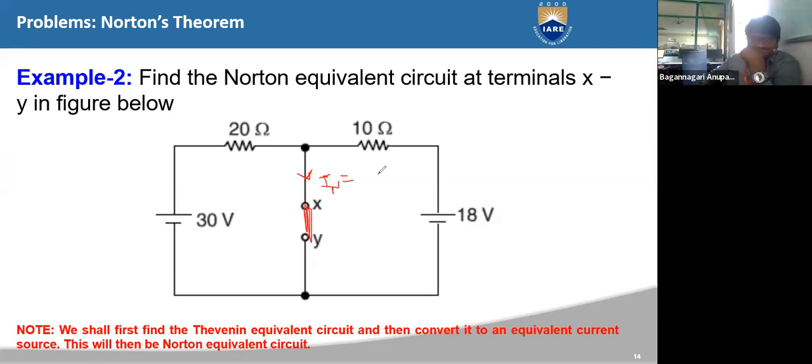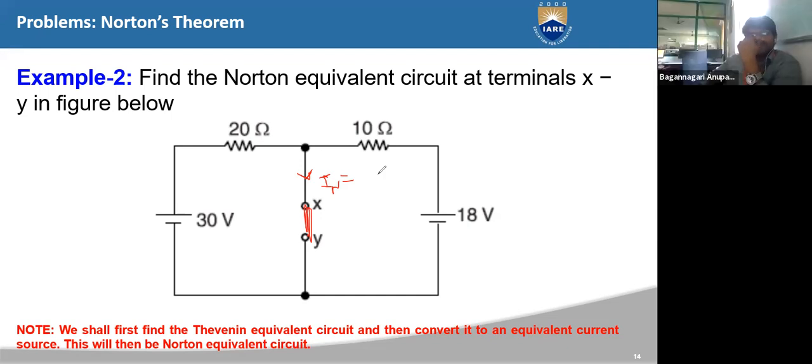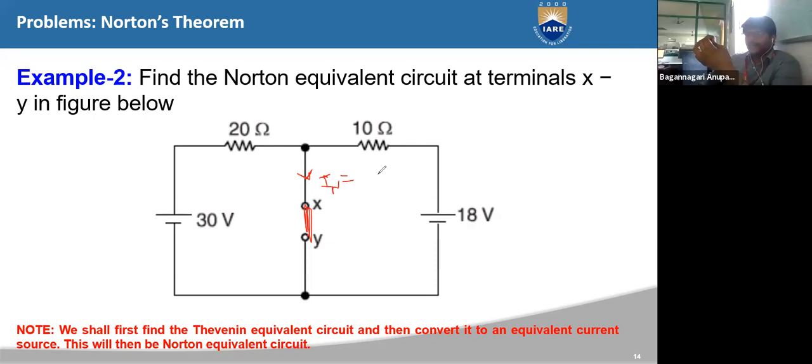What's the value you get for IN? Sir, 3.3 amperes. How did you calculate it? I used normal KVL, sir. I applied it for loop 1 with 30 volts and then loop 2 with 18 volts. What is the loop 1 equation? 30 minus 20 I1.